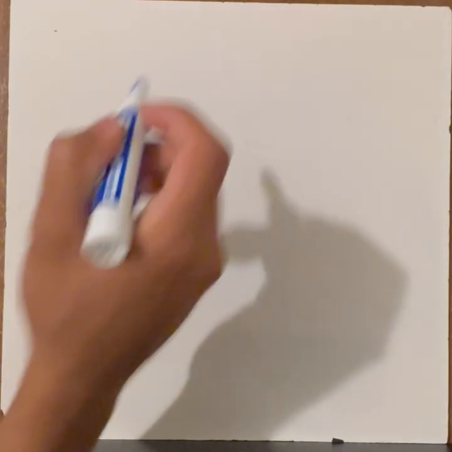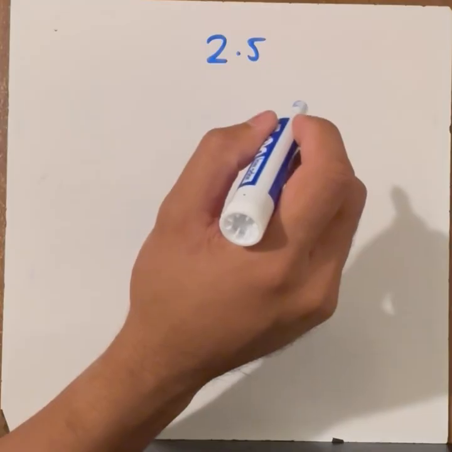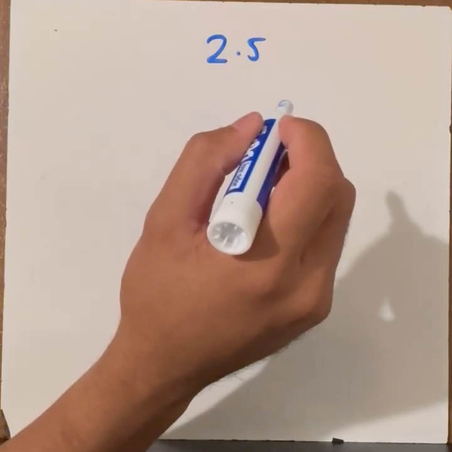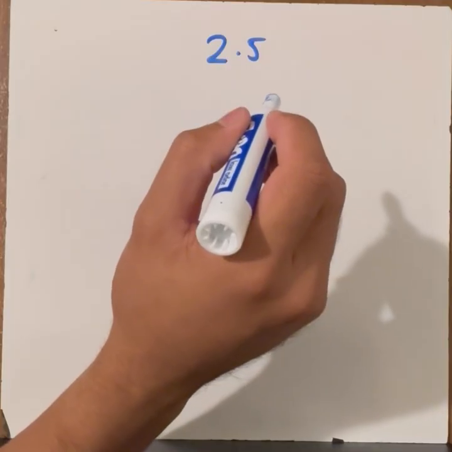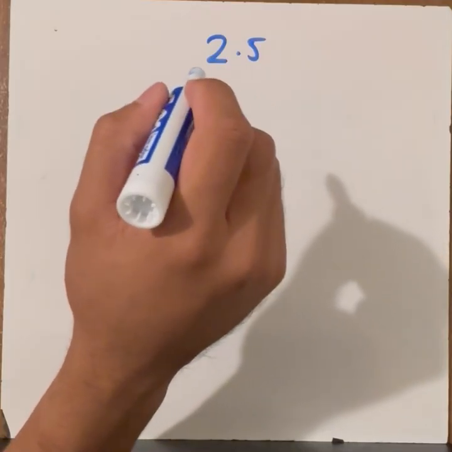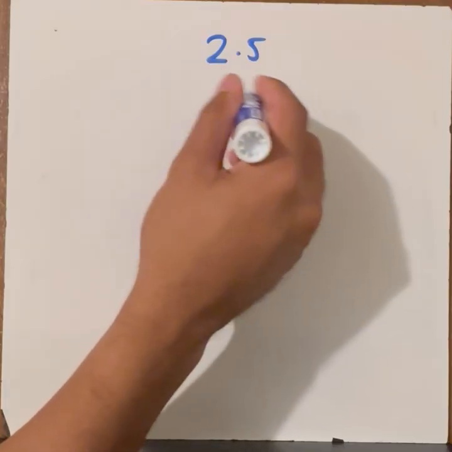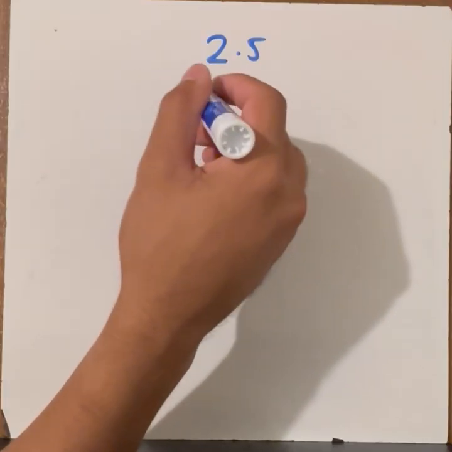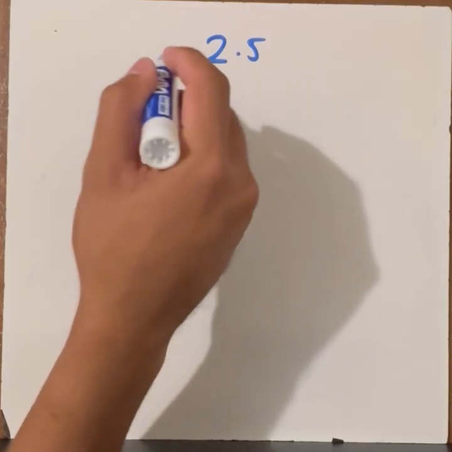Alright, let's go and take a look at lesson 2.5. Lesson 2.5 is about compound inequalities. Compound inequalities can be written using the word "and" or the word "or". "And" means that there's an intersection on the number line, and the word "or" means that there's no intersection on a number line. So let's take a look at what that means.